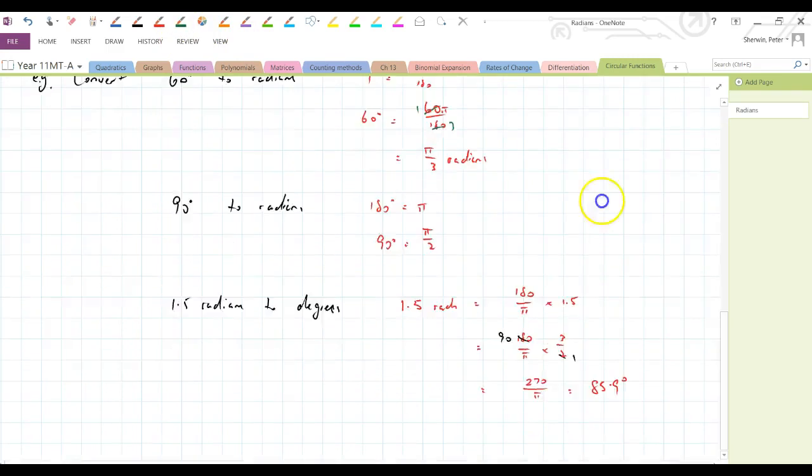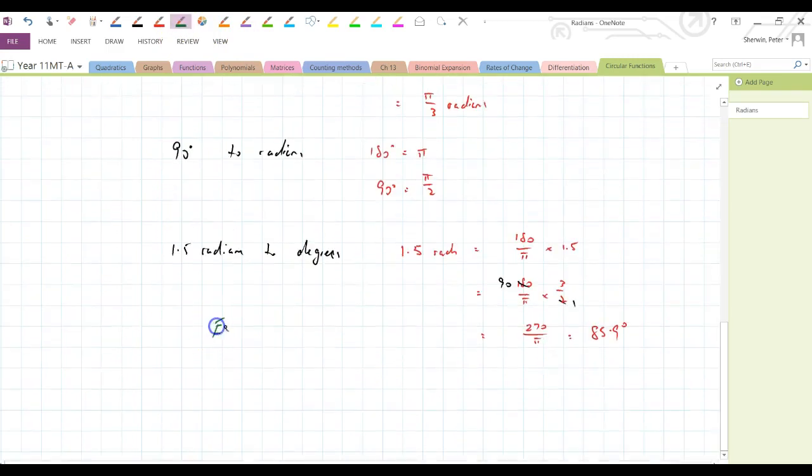We can get some more practice in our textbooks at exercise 16A. So we'll attack that next.